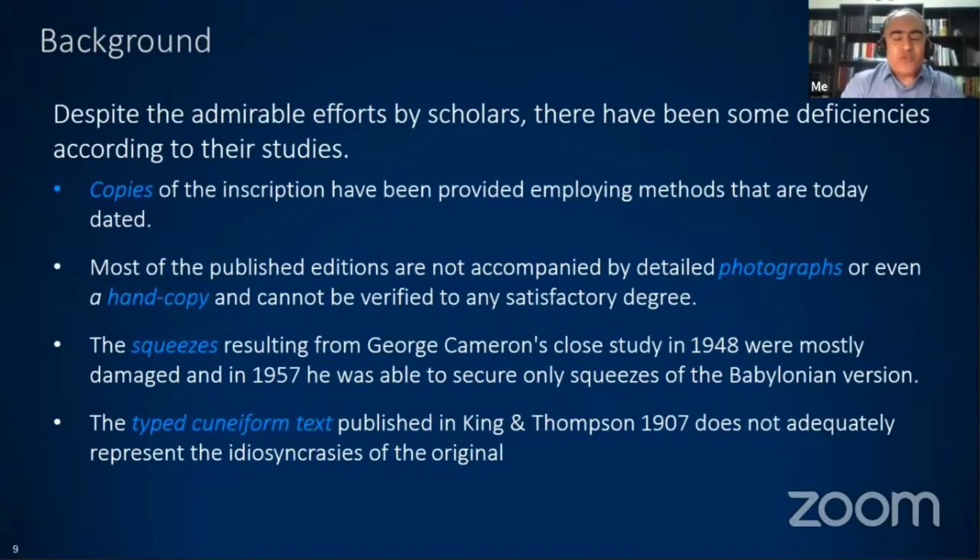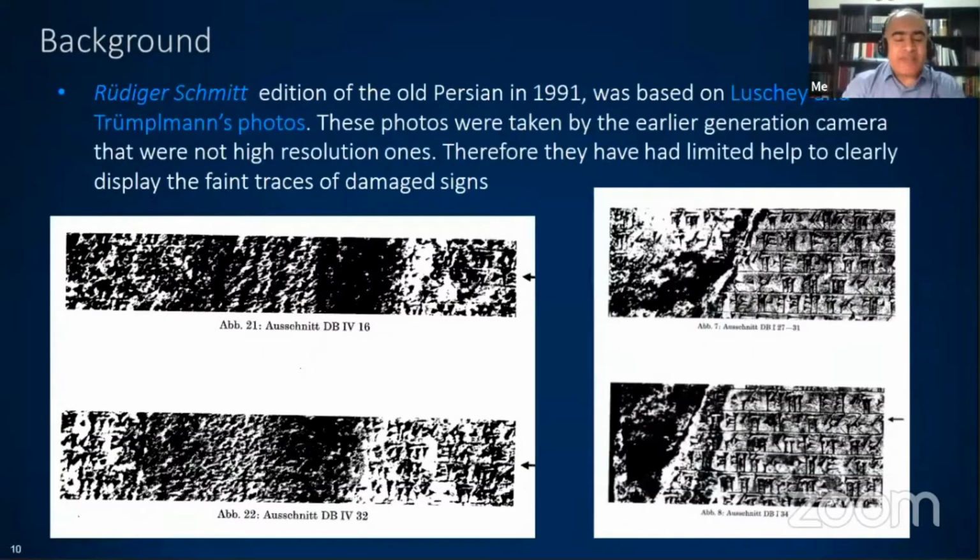Later on, Rüdiger Schmidt examined the photos which Luschey and Trümpelmann had taken in 1963, then published the edition of the Old Persian version in 1991. This was more improved than previous editions. However, as the photos he used were taken by earlier generation cameras that were not high-resolution ones, they also had limited help to clearly display the faint traces of damaged signs. Thus, some parts of the Schmidt edition need to be studied again.